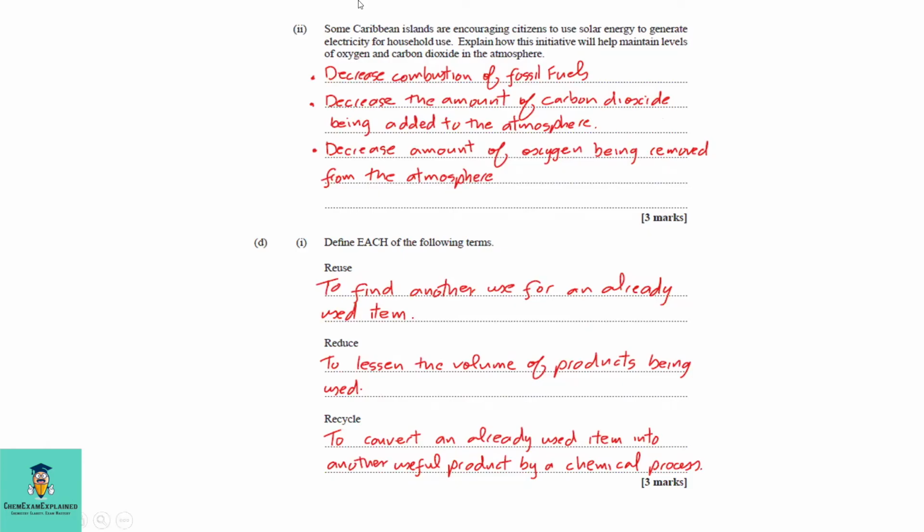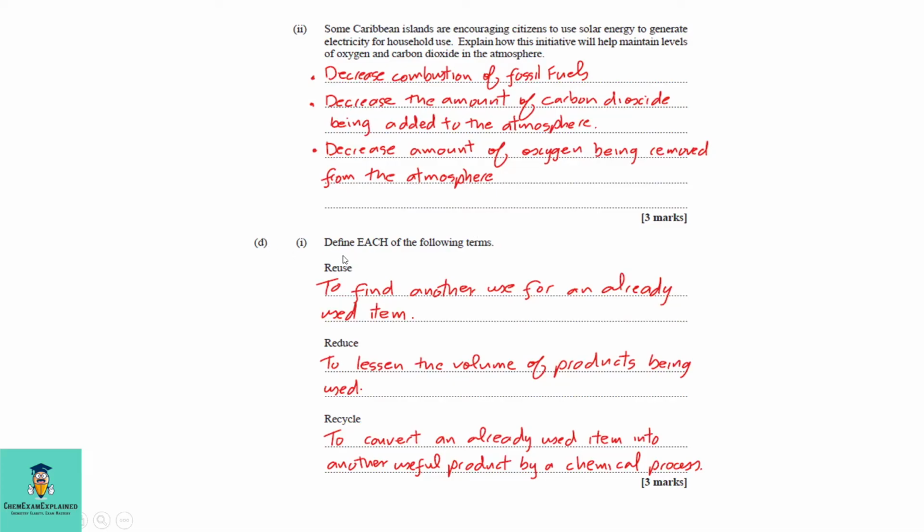C, part 2. Some Caribbean islands are encouraging citizens to use solar energy to generate electricity for household use. Explain how this initiative will help maintain levels of oxygen and carbon dioxide in the atmosphere. Well, first, it will decrease combustion of fossil fuels. It will decrease the amount of carbon dioxide being added to the atmosphere, which of course contributes to global warming. It will also decrease the amount of oxygen being removed from the atmosphere.